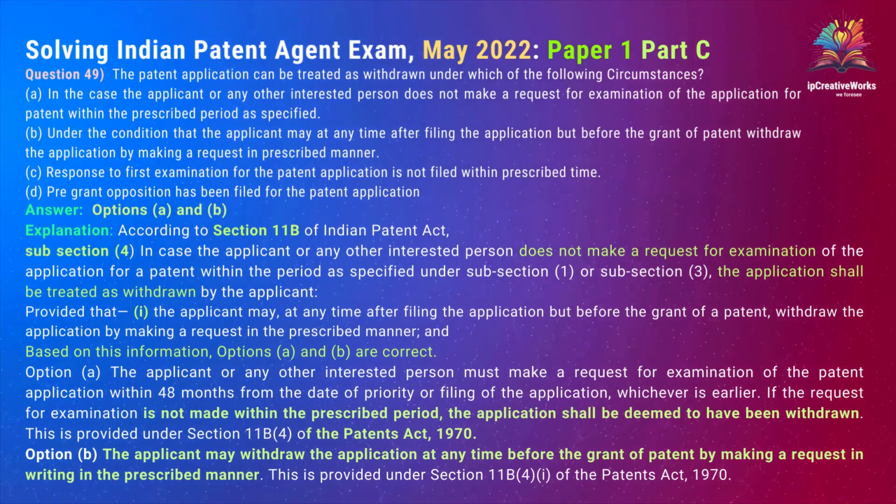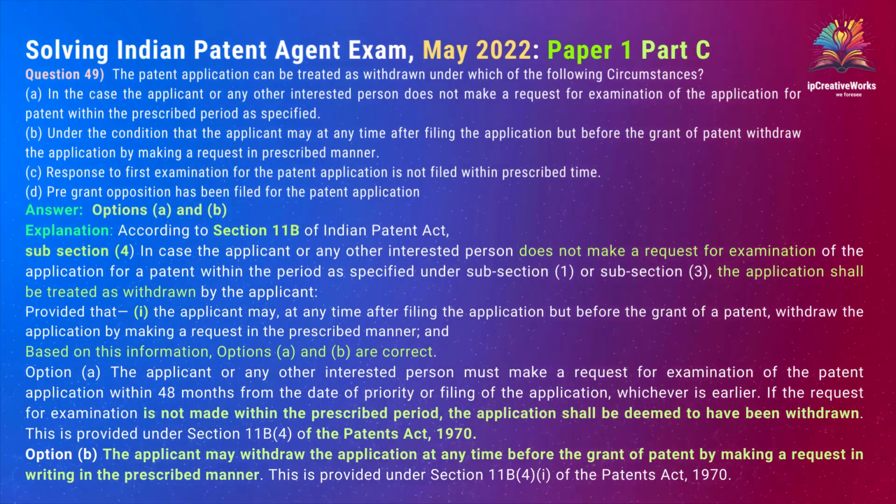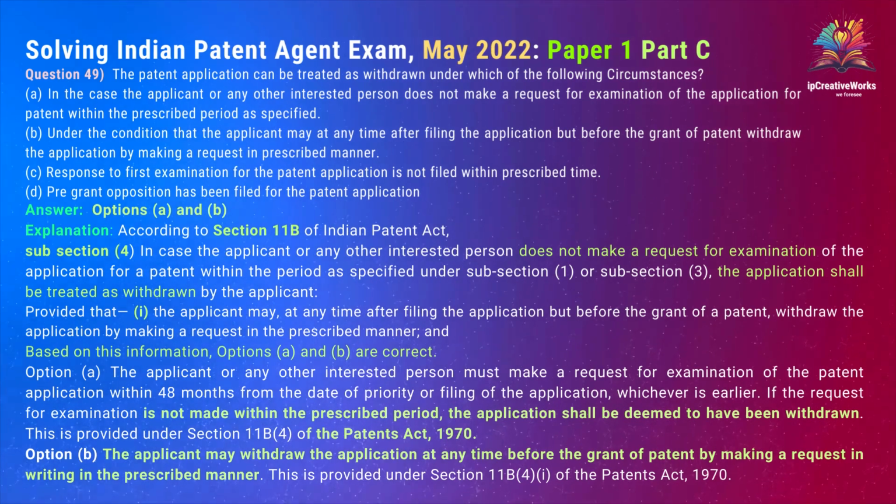Explanation. According to Section 11B of Indian Patent Act, subsection 4, in case the applicant or any other interested person does not make a request for examination of the application for a patent within the period as specified under subsection 1 or subsection 3, the application shall be treated as withdrawn by the applicant, provided that I. The applicant may, at any time after filing the application but before the grant of a patent, withdraw the application by making a request in the prescribed manner, and based on this information options A and B are correct.